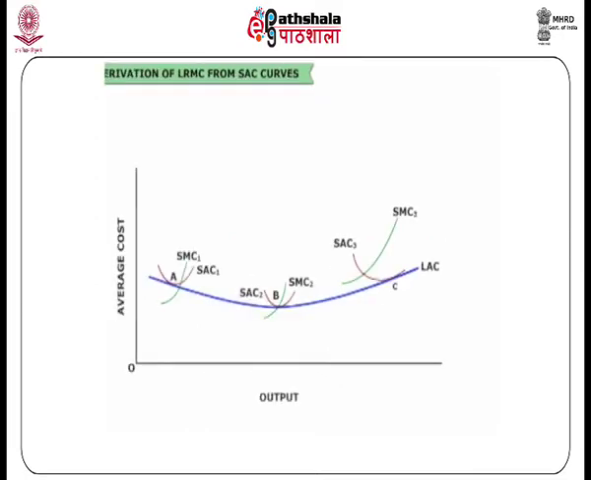Let us now learn how we can derive the long-run marginal cost, which is the additional cost of producing an additional unit of output in the long run, with the help of SAC-SMC curves and the LAC curves. Firstly, we have to draw perpendiculars from the tangency points A, B, and C, which intersect the SMC curves at M1, M2, and M3. By joining the points M1, M2, and M3, we get the LRMC curve.